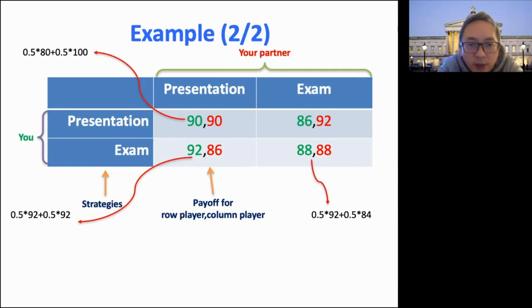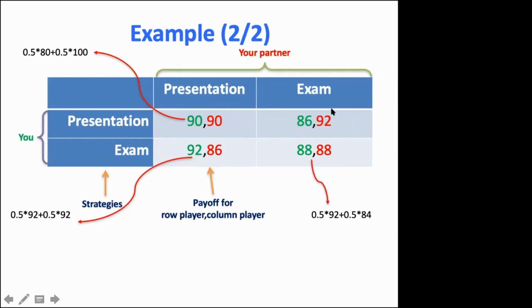So once you got this payoff matrix, what we call the payoff matrix, then you can base on that to make a decision. So my question is, without looking further at the slides, if you were participating in this, what would be your decision? Can anyone answer? The exam. Exam? Why?